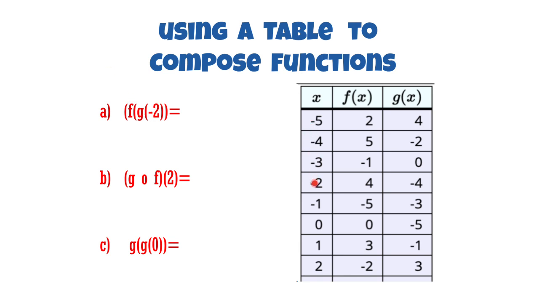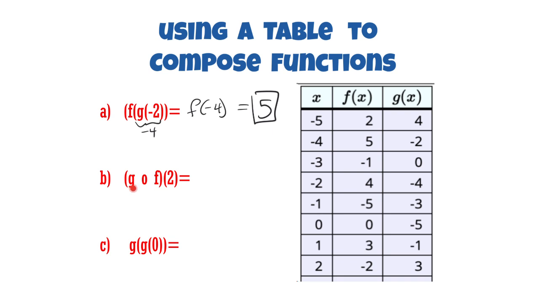So I come down here when x is negative 2, and I go over to the g function. That's a negative 4. If that's a negative 4, now what I'm going to do is f of negative 4. I go back to my table, and I'm looking for the negative 4. There it is. And then I go over to the f function, and I get 5. So what you get as one answer, you plug in to the next function as your new x value.